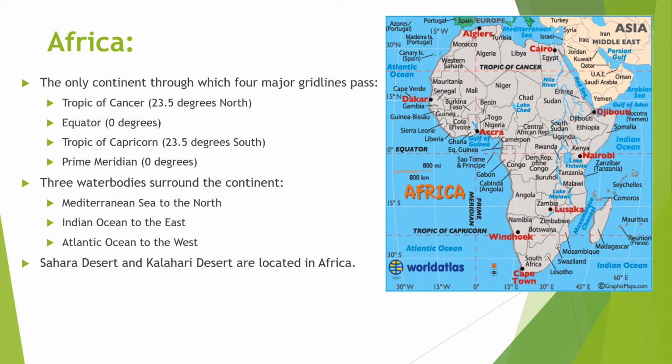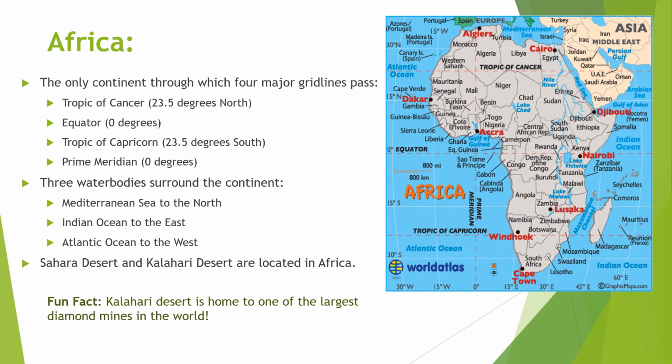continent of Africa. Africa is surrounded by three water bodies. It has the Mediterranean Sea to the north, as we just discussed with Europe. It has the Indian Ocean to the east, and the Atlantic Ocean forms the western border of this continent. Students, in addition to the very famous Sahara Desert, Africa is also home to the Kalahari Desert, which is the home to one of the largest diamond mines in the world.